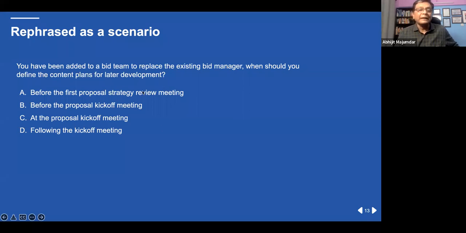Your content plan actually should be created before the first proposal strategy review meeting, because your proposal strategy review meeting also reviews your content plan, and based on that you start writing the content as per the APMP's best practice. Okay, so this is rephrased as a scenario.